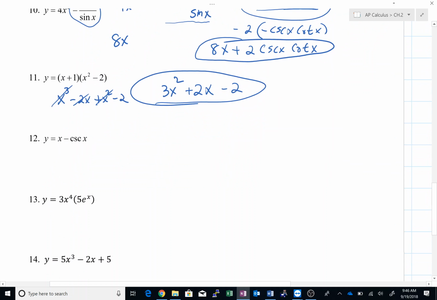All right, 12 is more of a definition. Derivative of x is 1 minus, and what's the derivative of cosecant? Negative cosecant, cotangent. Okay, we clean that up. 1 plus cosecant.